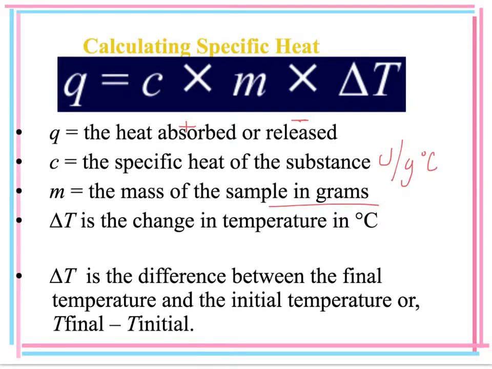And then delta T is the change in temperature. We always want to make sure that we remember that it's T final minus T initial, because that right there is going to be where our positive or negative comes from. Obviously if we decrease the temperature or increase the temperature, it's going to change the sign of that delta T. So let's get ready to do a calculation.